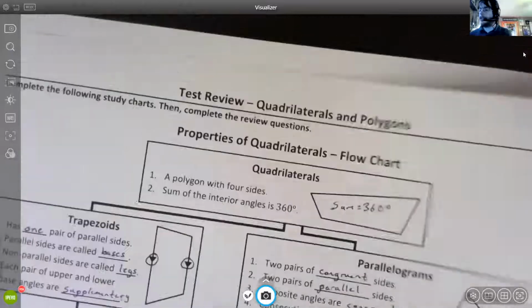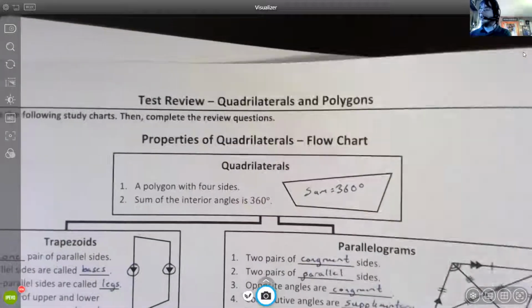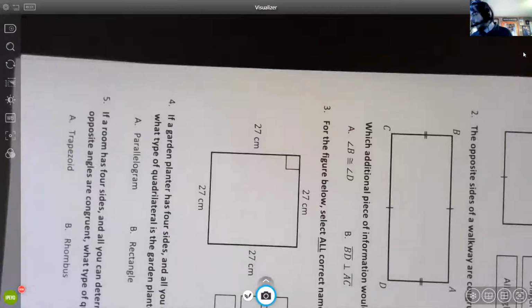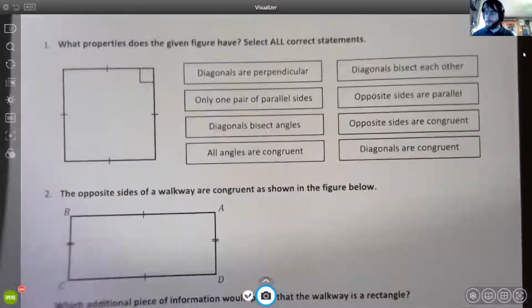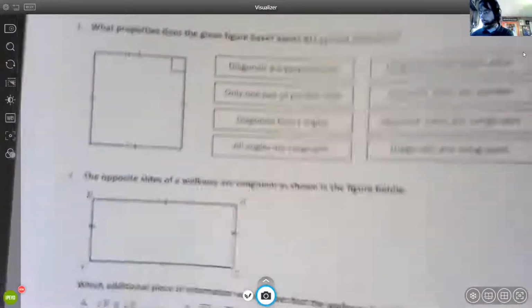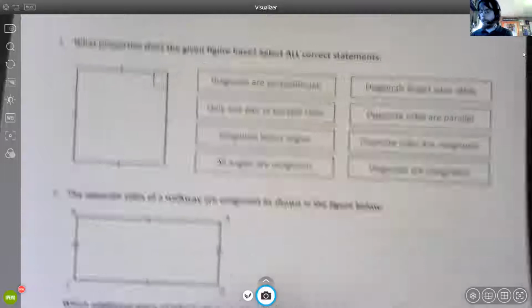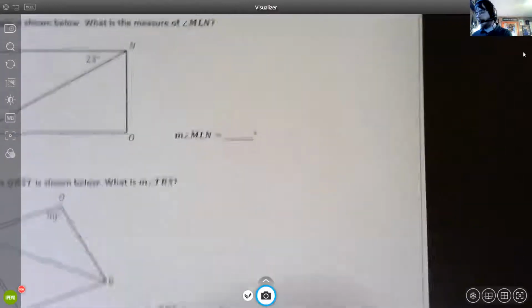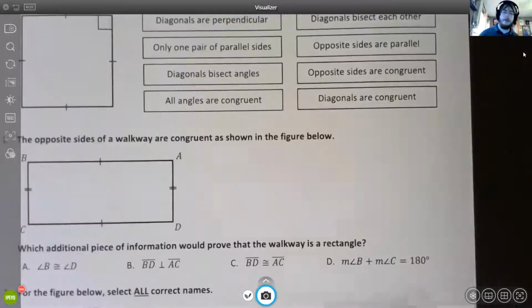Through the rest of this packet that's on there, the review, we're going to be working on it. We worked on it today, but we're also going to work on it the next lesson. So there's a bunch of problems. The first 15 or so are on the properties, and then the rest are like math problems, like applying what you know about the properties to each thing, okay?